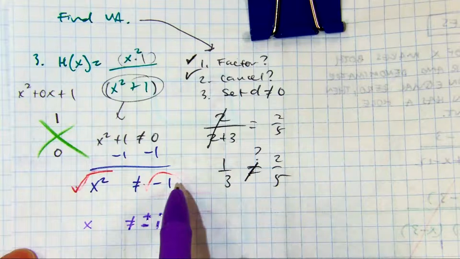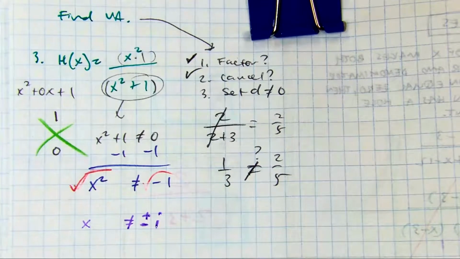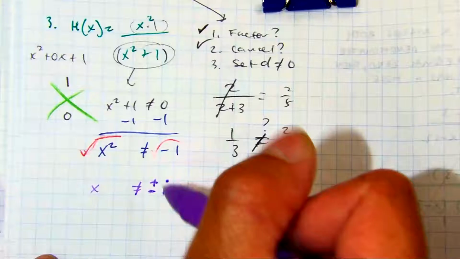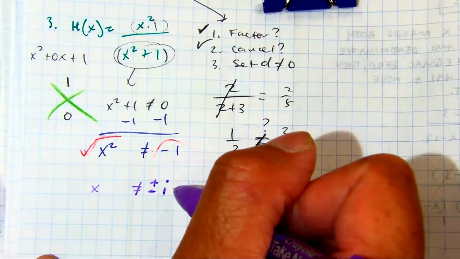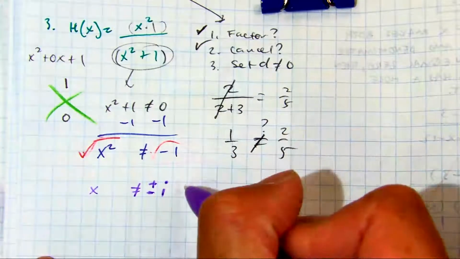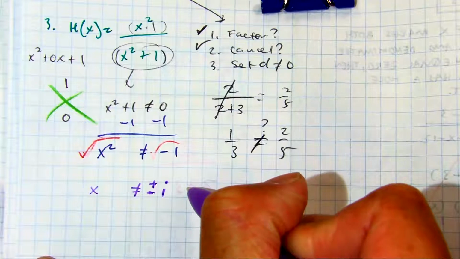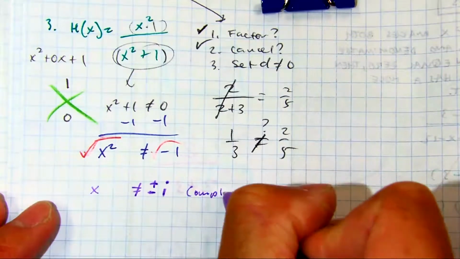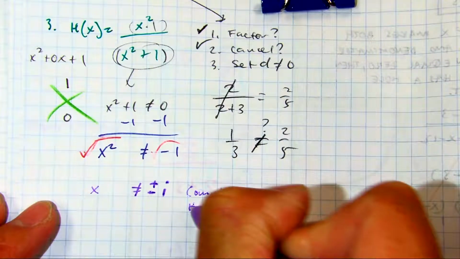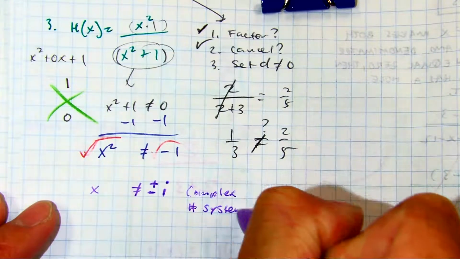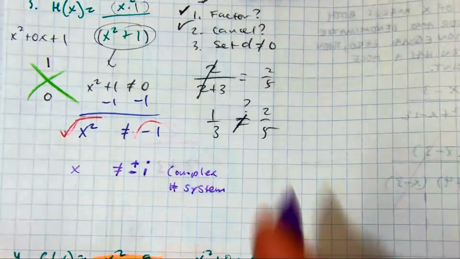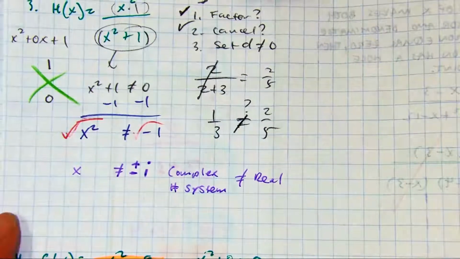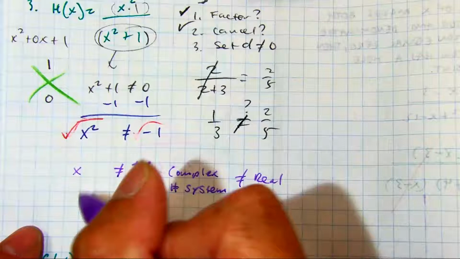Okay. Okay, so let's review. I is on which number system? It is imaginary, like it's not really there, or it is. They call that the complex number system. Class, is this the real number system? What does this mean? There's no vertical asymptotes.